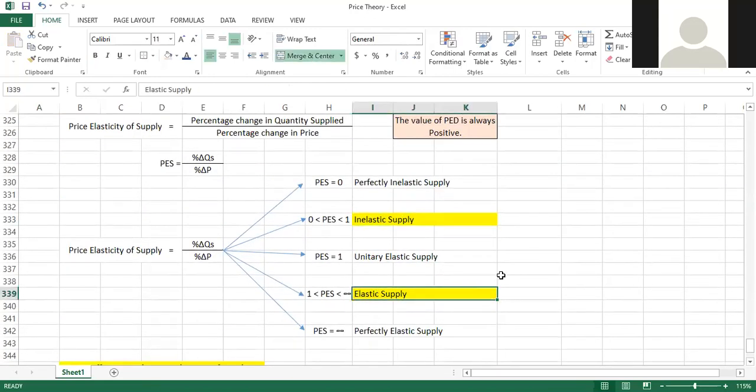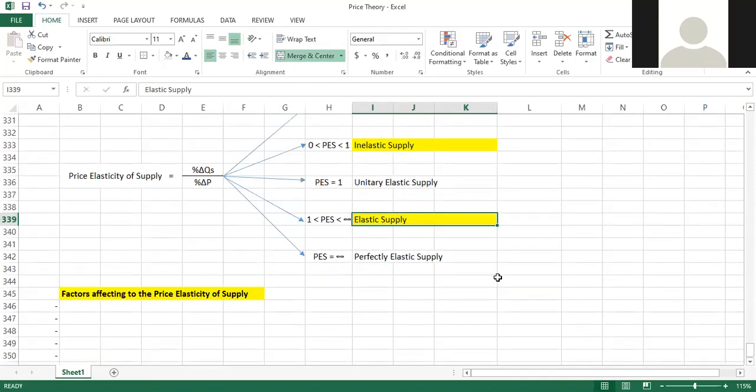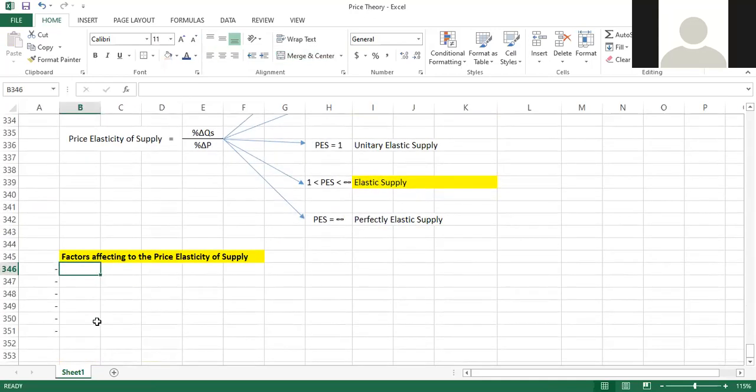So why do some products have elastic supply and some products have inelastic supply? What are the main factors affecting price elasticity of supply? Production capacity. One thing is production capacity, right? That means whether there is spare production capacity. That is the most important thing, right? That means if a particular firm has already used the total production capacity, capacity they have already utilized.